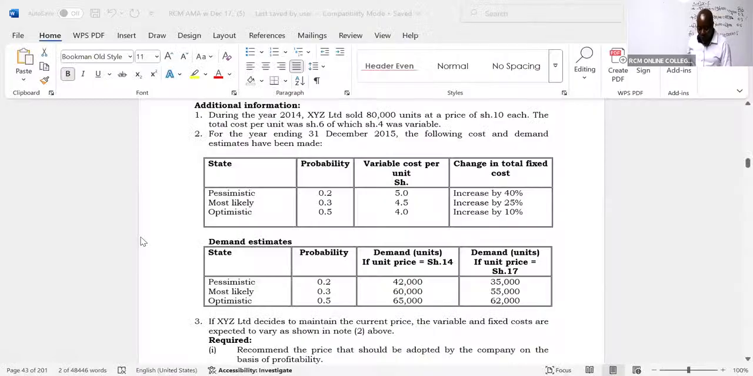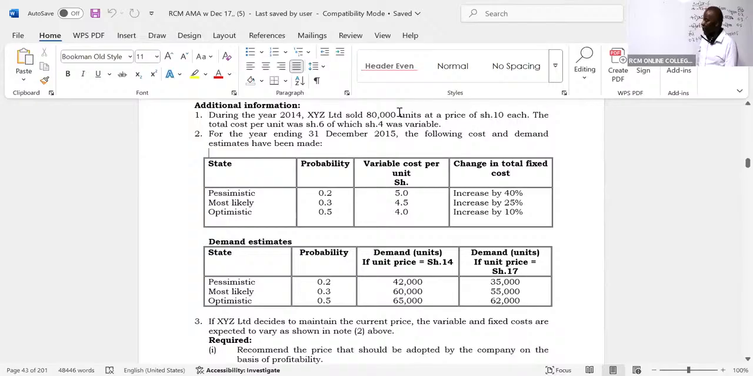So if I were an examiner this semester, that's what I would have done. I would have brought a question that is quite close to, because I've done two questions, very similar. Look at this. During the year 2014, XYZ Limited sold 80,000 units at a price of 10 each. The total cost per unit is 6. You see, within total cost, what do we have? Fixed cost and variable cost. So in this case here, total cost is 6, of which 4 is variable.